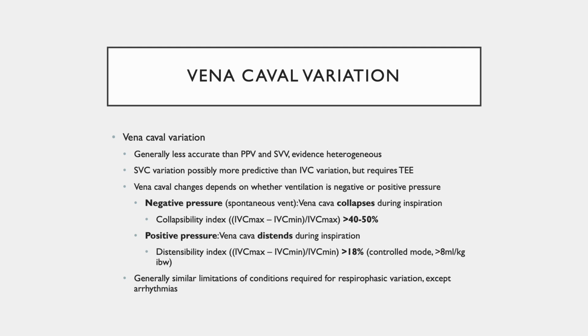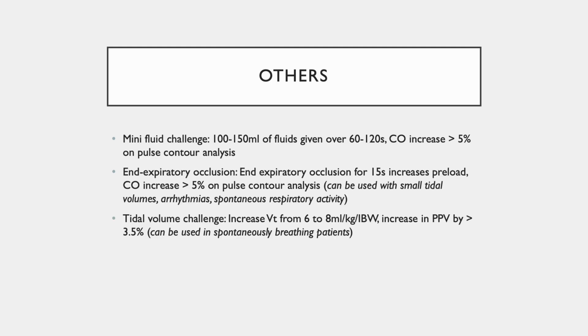Of note, we look at a collapsibility index in patients who are spontaneously breathing and a distensibility index in patients who are passive on positive pressure ventilation. These values are likely most useful in their extremes, and when they are borderline, perhaps may not be the best indicator of fluid responsiveness. Other assessment methods described in the ICU literature include mini fluid challenge, expiratory occlusion test, and tidal volume challenge, which are described and summarized in this slide.